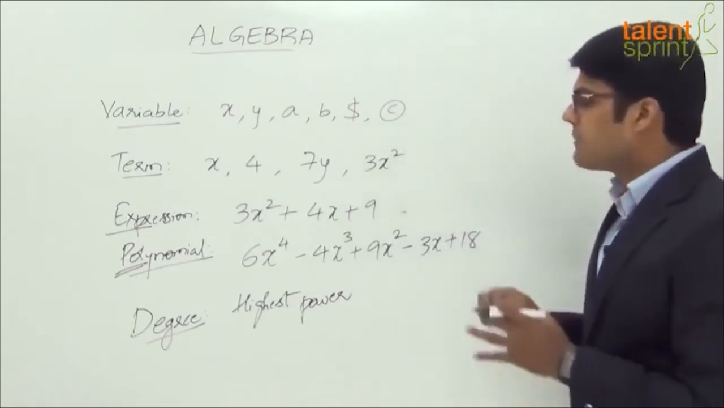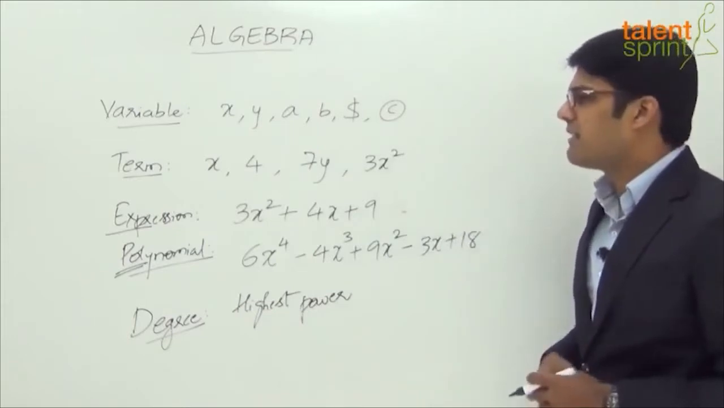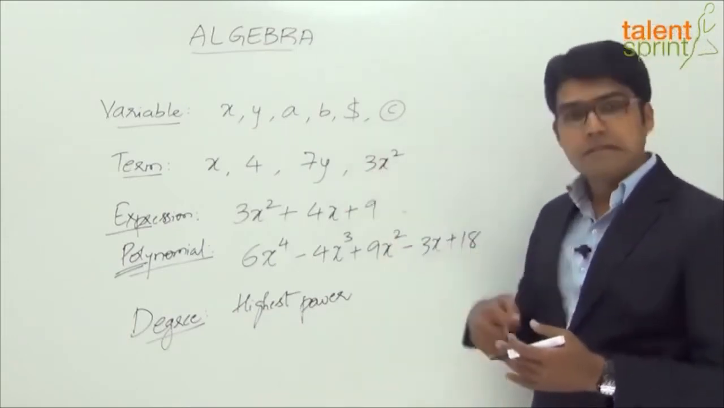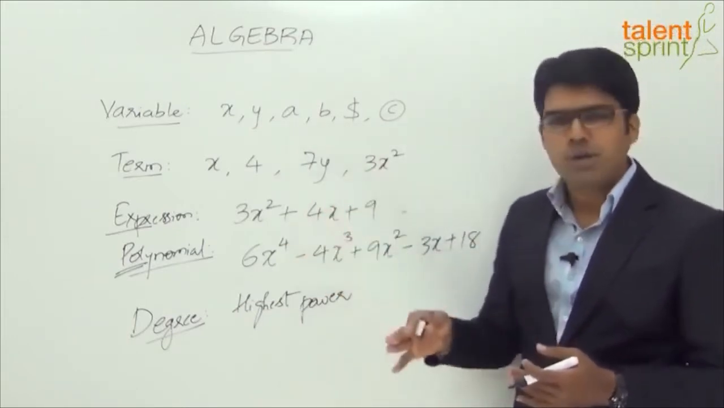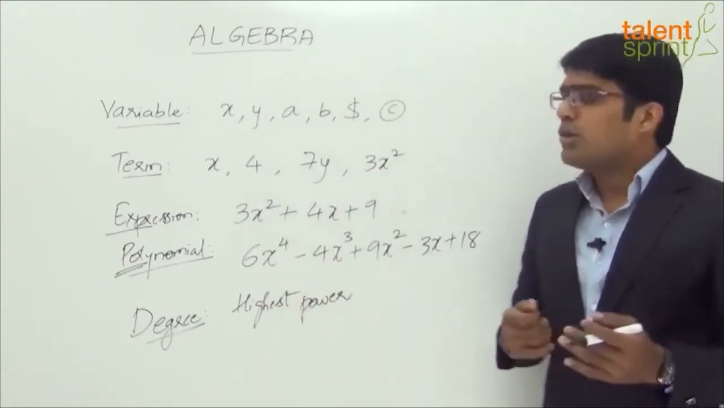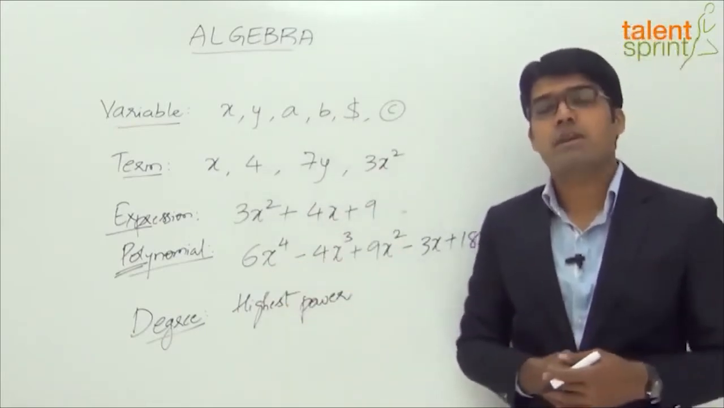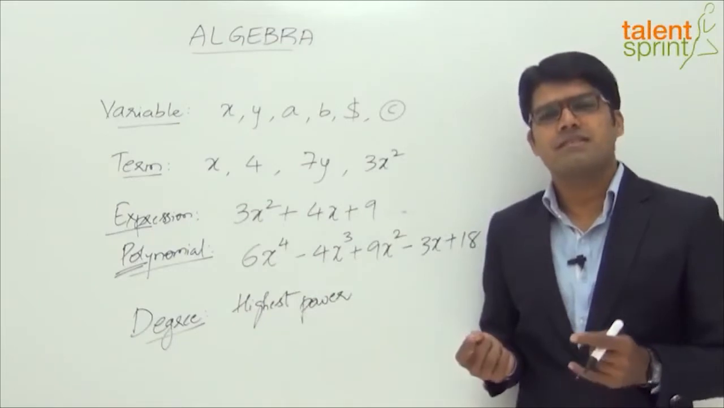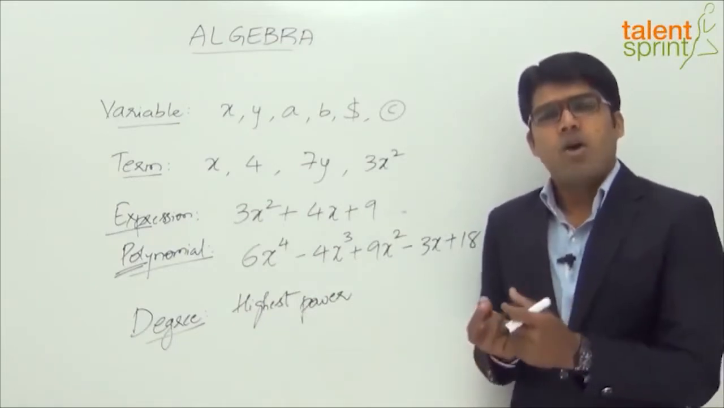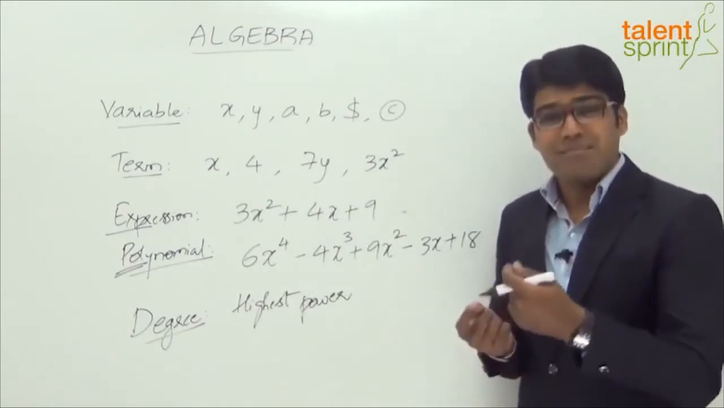Alright. So that's about a few terms there, right? Variable and term, expression or polynomial and degree. And then we also talk about coefficient. What is meant by a coefficient? A coefficient is something which is along with the variable, right? Which is multiplied with the variable.